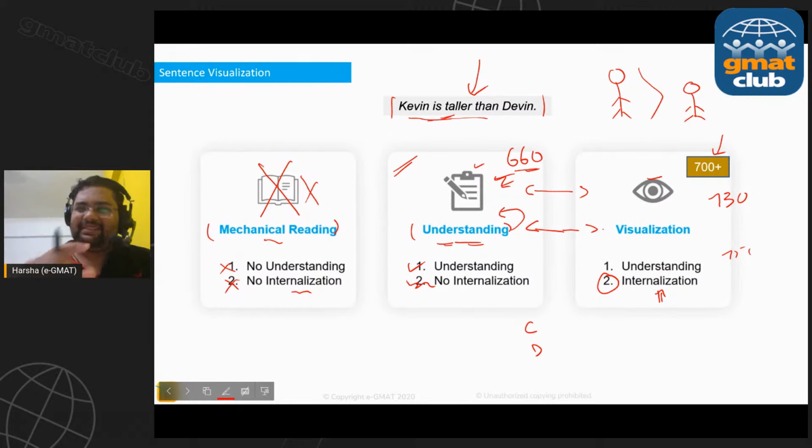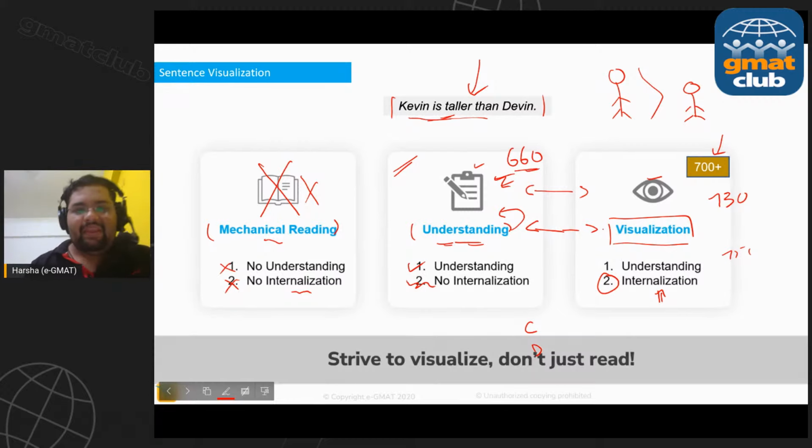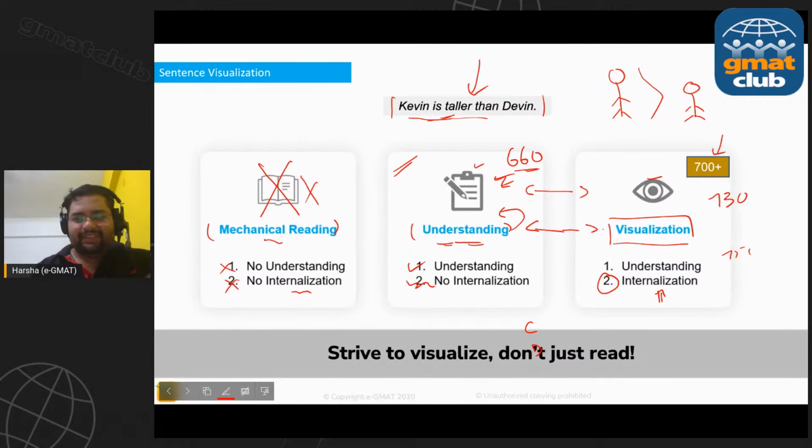A lot of complex answer choices do come in. The logic is more complex. Your ability to visualize really gets tested a lot more. So keep all these aspects in mind. Now, the core lesson for you is, don't just read. This mechanical reading is bad for you. Just throw it into the gutter. It's not going to help you ever.